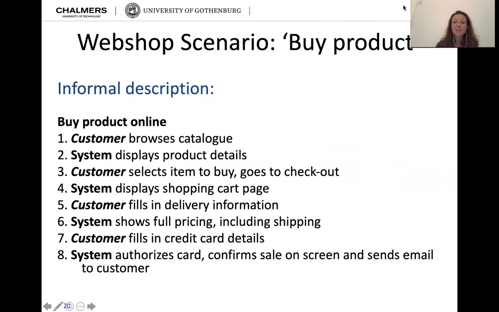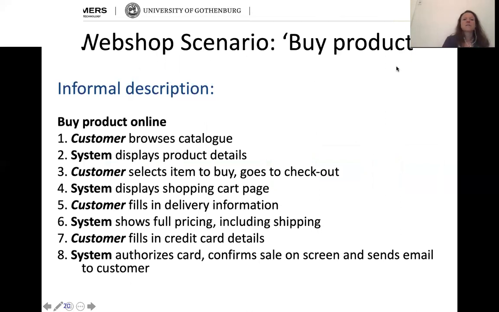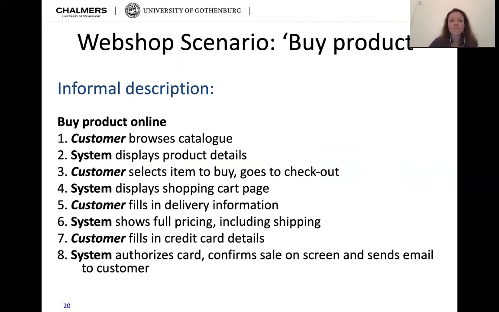A little example here, buy a product. So we're just going to get started on the step description before we get to the full example for the entire template. We start with an informal description to buy a product online, and it starts with customer browses a catalog, system displays product detail. So, this is interesting. We don't only talk about the actors doing something, we also talk about the system response.